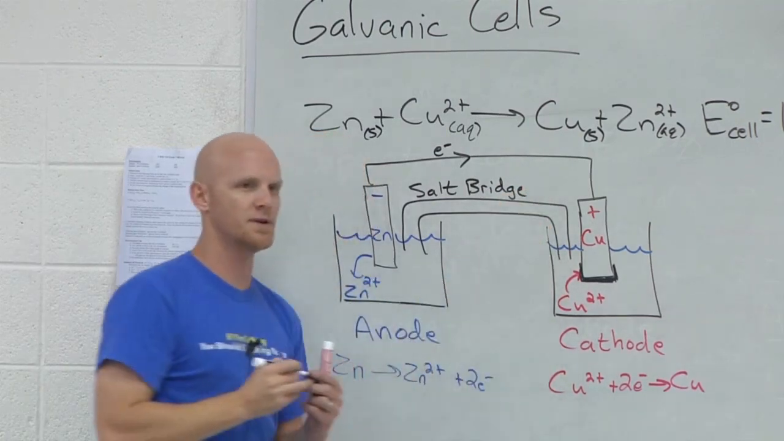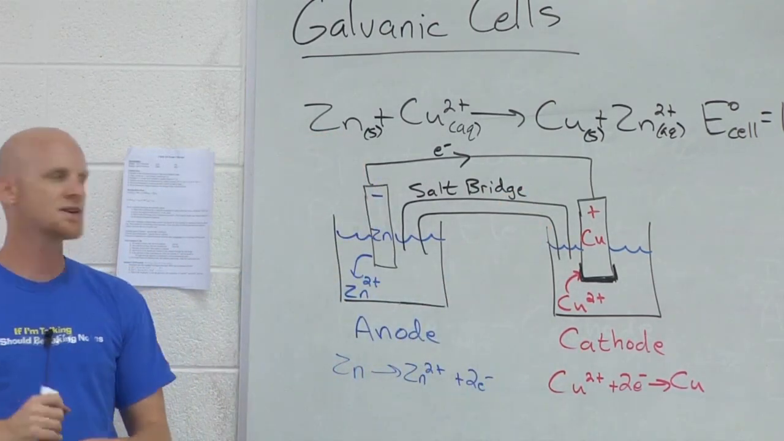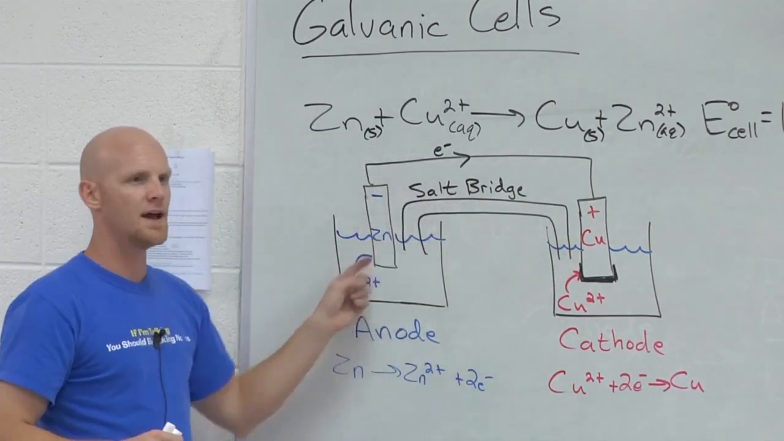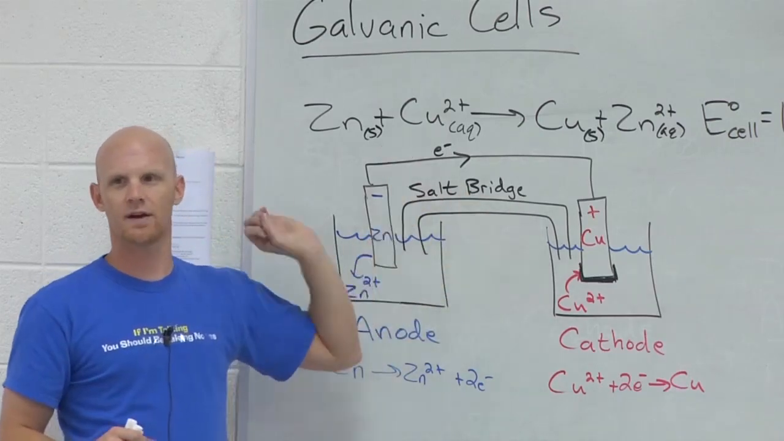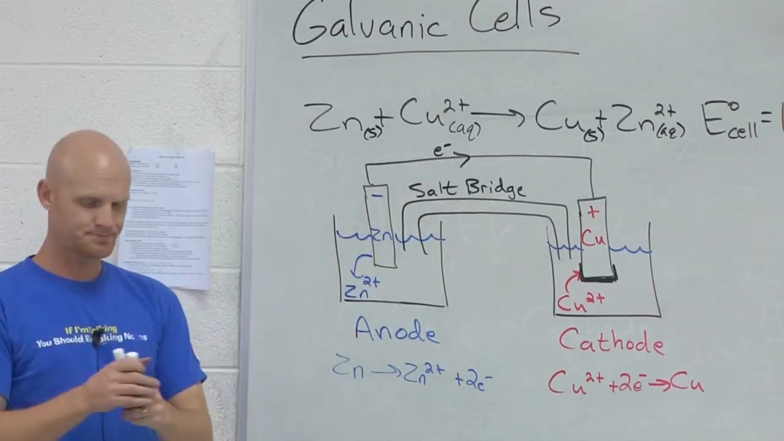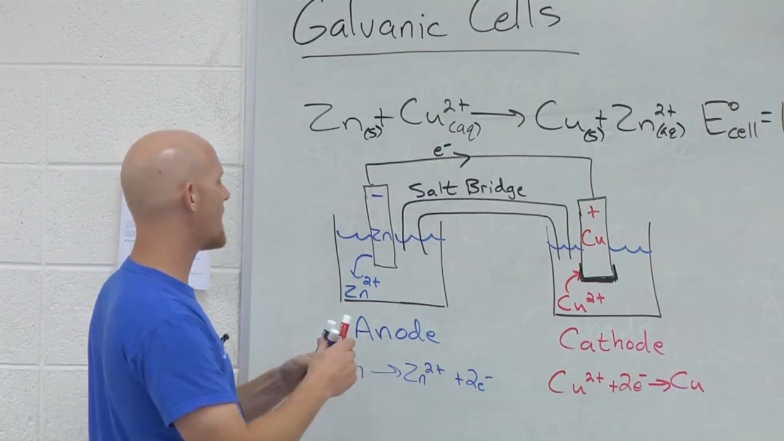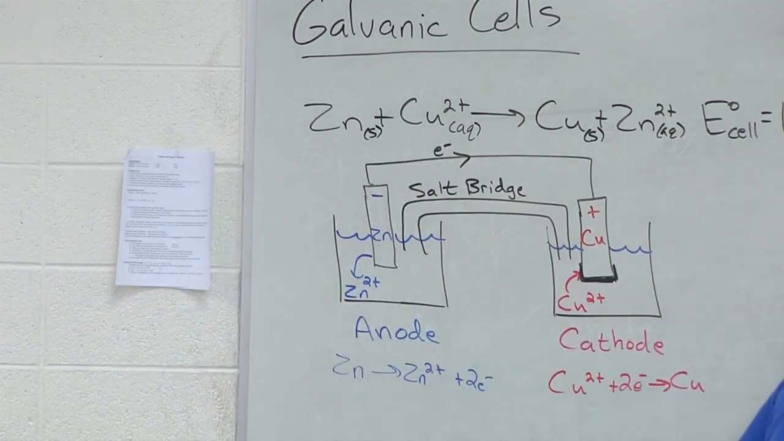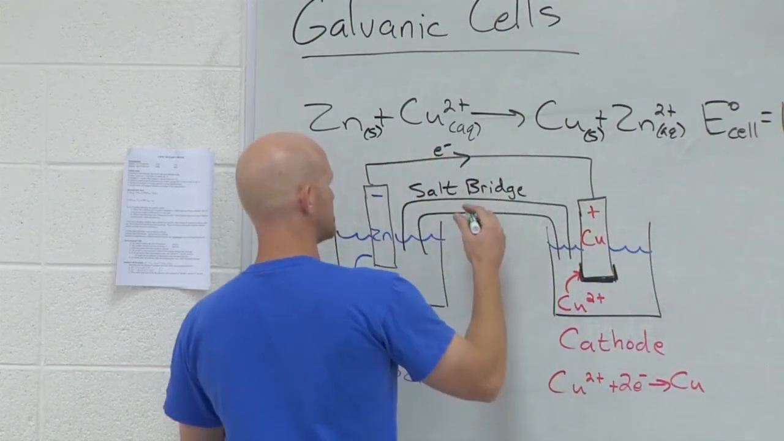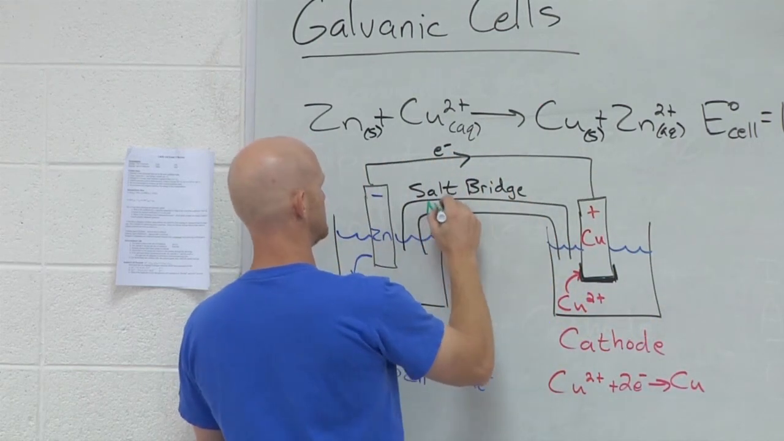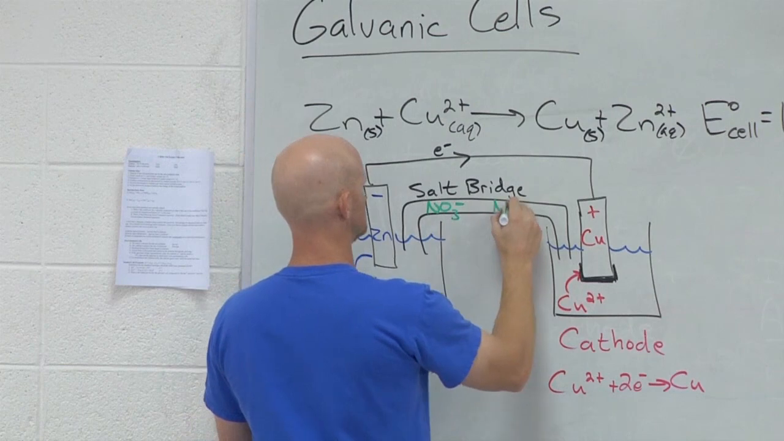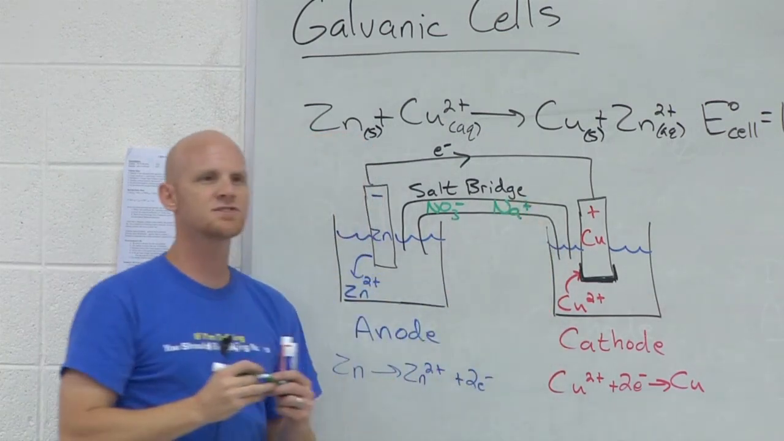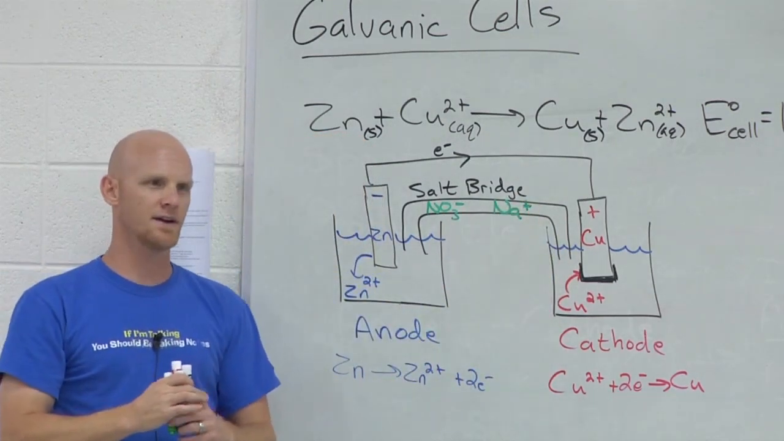It's called the salt bridge. It's often like a glass tube, and they'll put some sort of gel matrix in there and then fill it full of salt. One of the more common salts that you'll stick in there is sodium nitrate. So there's a bunch of sodium ions and a bunch of nitrate ions in there.